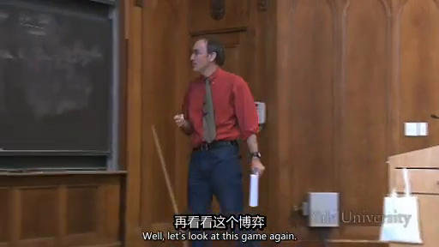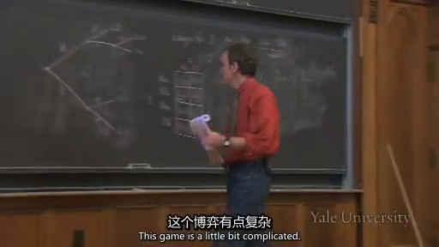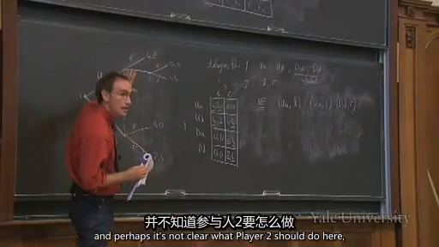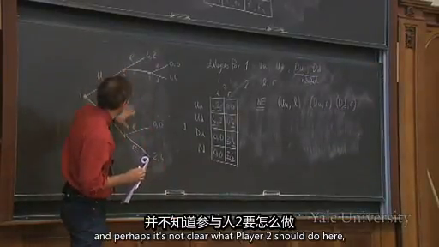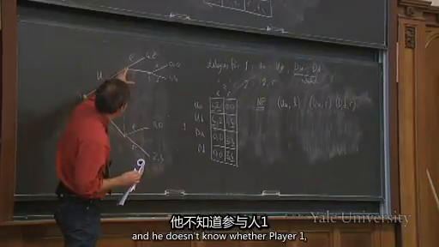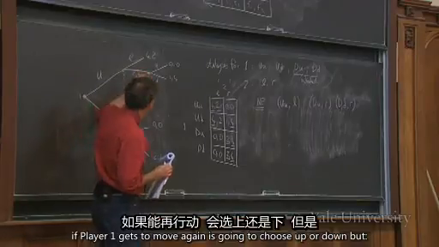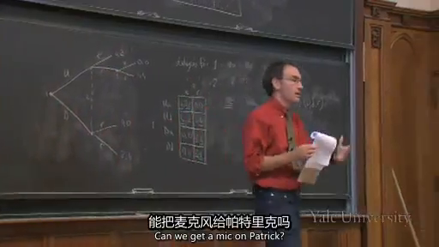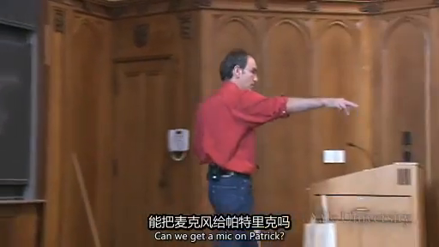Well, let's look at this game again. This game is a little bit complicated. It's not clear what one should do here, perhaps. And perhaps it's not clear what player 2 should do here, because after all, player 2 doesn't know where he is, and he doesn't know whether player 1, if player 1 gets to move again, is going to choose up or down. But, what's the but? Yeah, can we get a mic on Patrick?